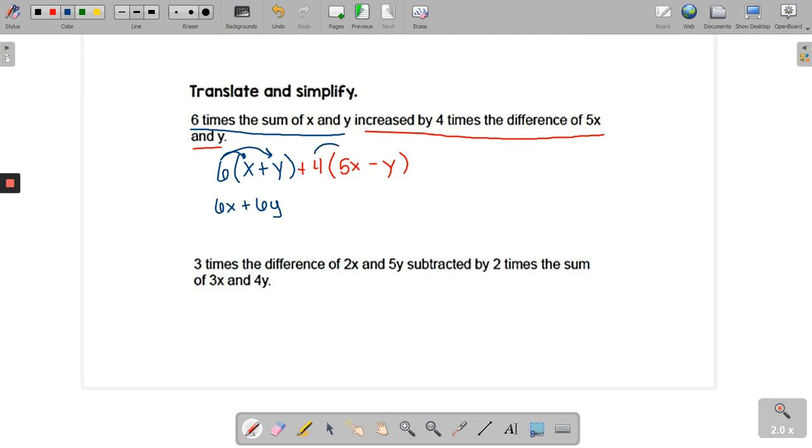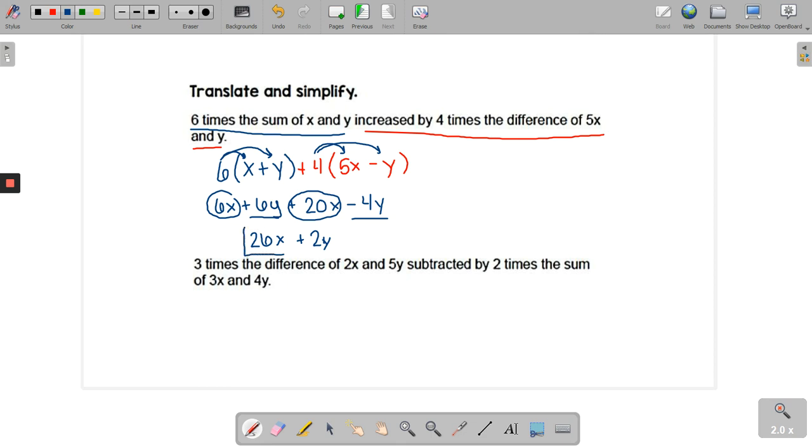Then we're going to distribute the 4 to the 5x. We get positive 20x. Distribute the 4 to the negative y, and we get negative 4y. We are not done here. We have to combine our like terms. So we have a 6x and a positive 20x. If we combine those, we get 26x, and then we have a 6y and a negative 4y. When we combine those, we get a positive 2y.